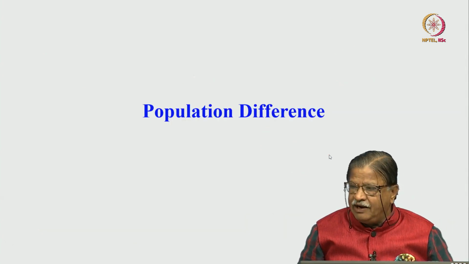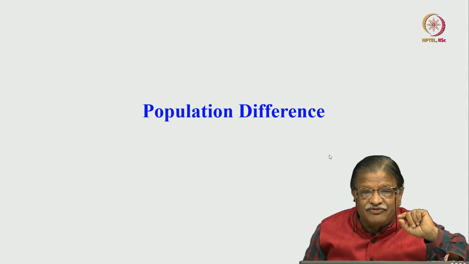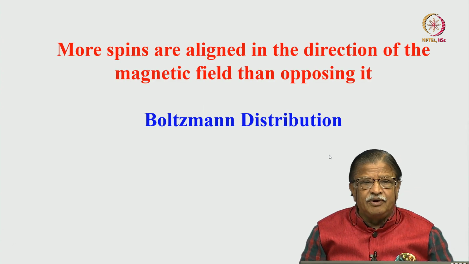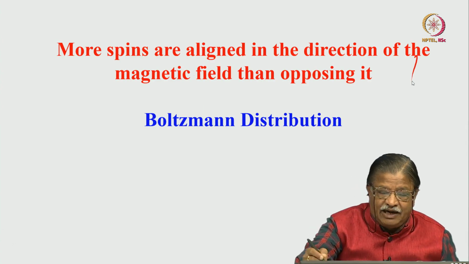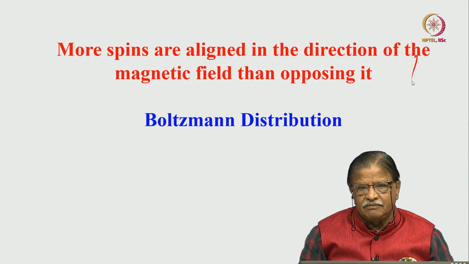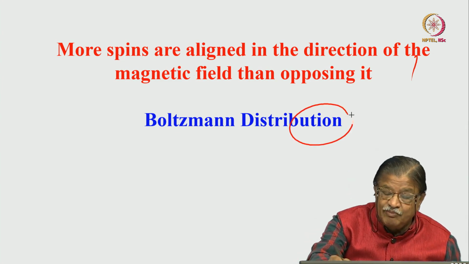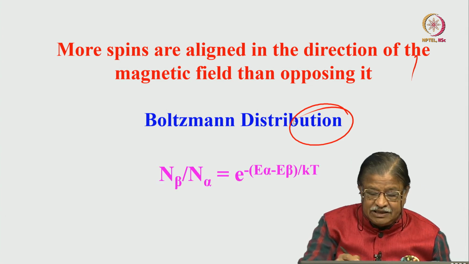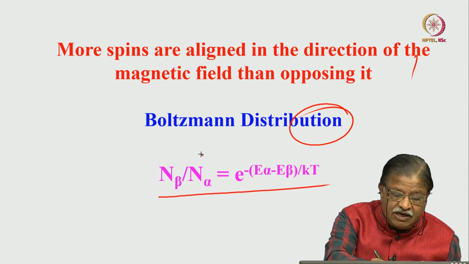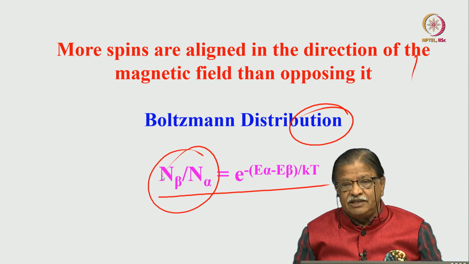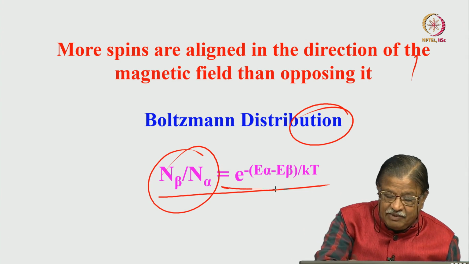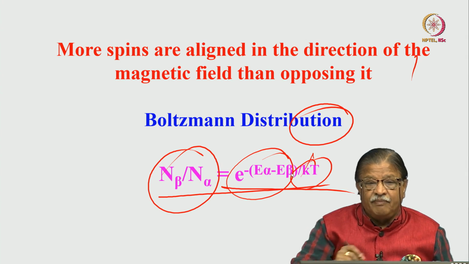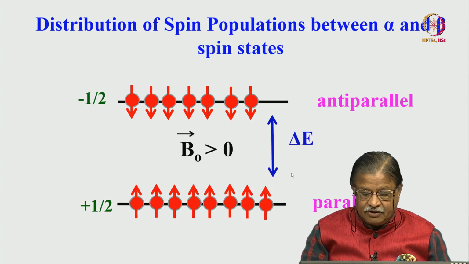Now, I will introduce a term called population difference. What is a population difference? As I told you, there are more spins aligned in the direction of the field than opposing it. This is because of the Boltzmann population distribution. That is the Boltzmann equation, and it is given by this. The ratio of the spin population in beta and alpha state is given by this equation. It is an exponentially decaying function divided by kT, where k is the Boltzmann constant.